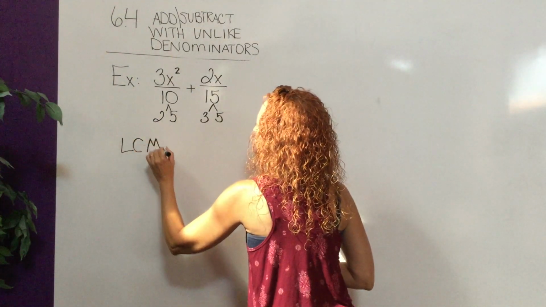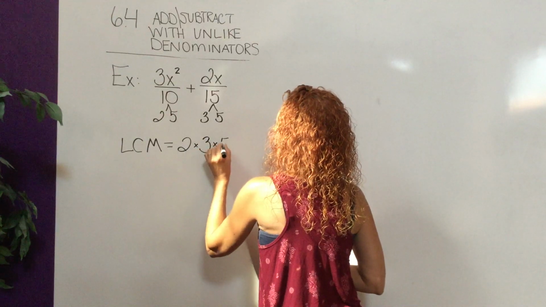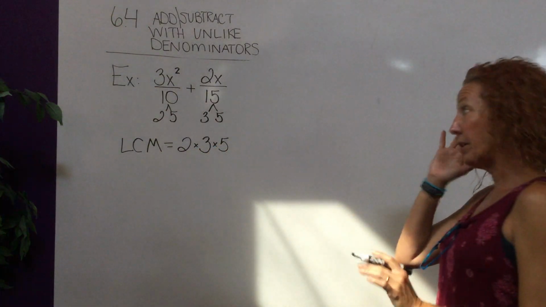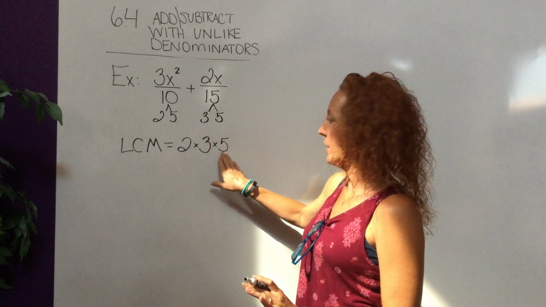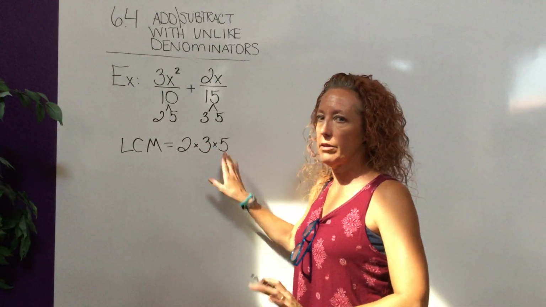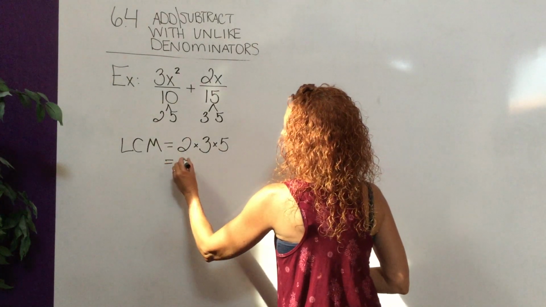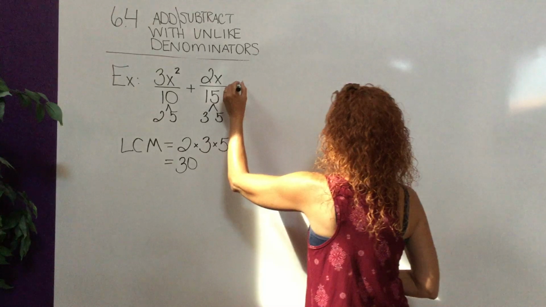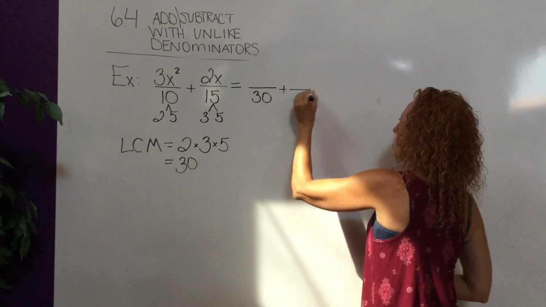So the LCM needs a 2 times a 3 times a 5. We don't need two 5s. Notice how this just has one and that just has one, so that takes care of it. You don't need two 5s in the mix. So then our answer is 30. I'm just going to set it up with that common denominator.